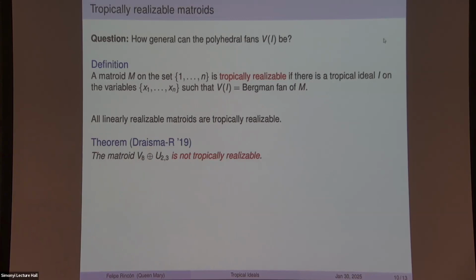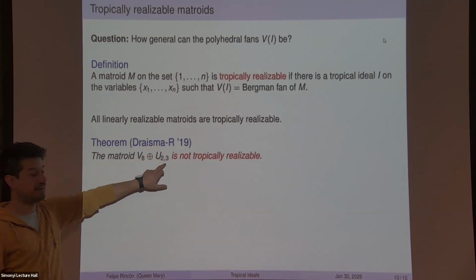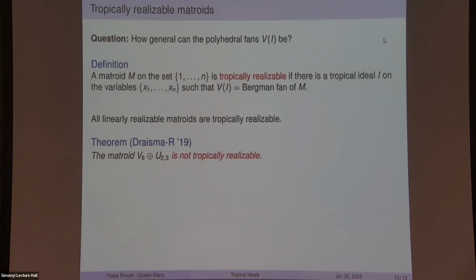So then in 2019, with Jan Draisma, we realized, okay, actually no, this is not all matroids. And we showed that the Vamos matroid direct sum the uniform matroid U(2,3), rank 2 on 3 elements, cannot be tropically realized. Let me tell you a little bit about the idea for this proof, because it's quite interesting. It's actually related to matroid products.